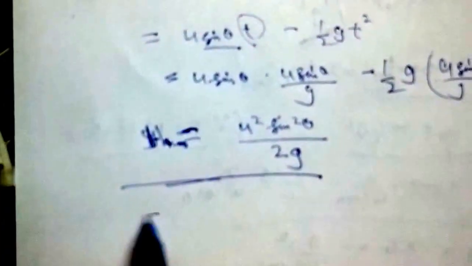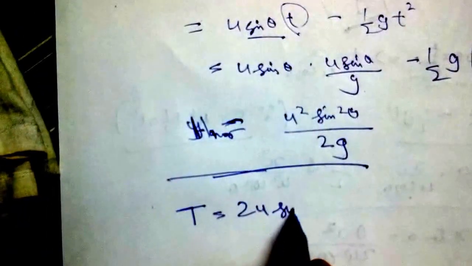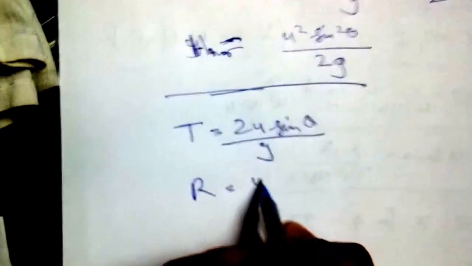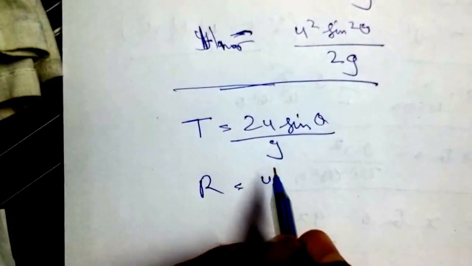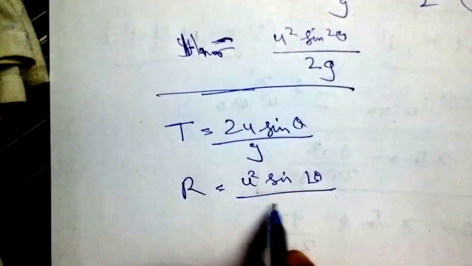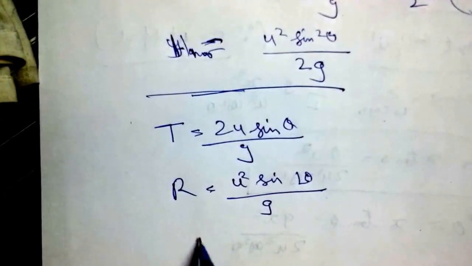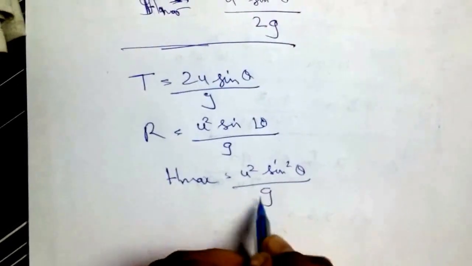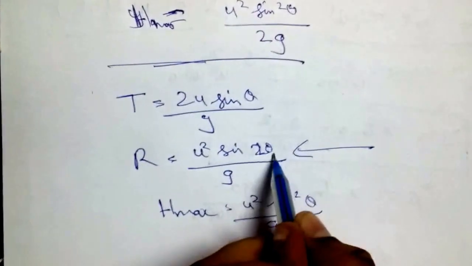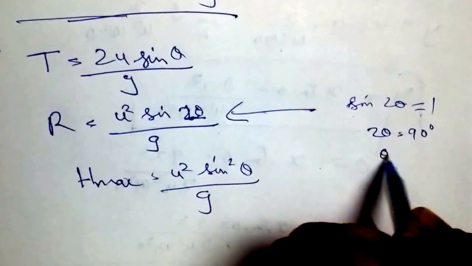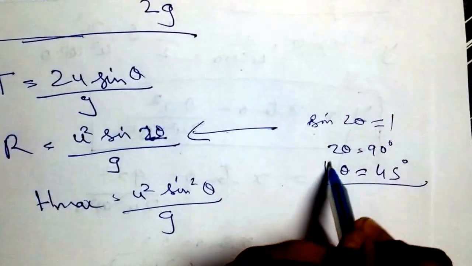So you finally have your time required to cover the total projectile motion as 2u sine theta by g. Then the maximum range covered would be u square sine 2 theta by g, and your h max, that is maximum height covered, would be u square sine square theta by 2g. From this equation you can say that you can have your maximum range when sine 2 theta equals 1, that is 2 theta equals 90 degree, or more precisely theta equals 45 degree.